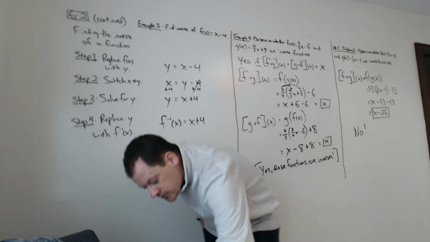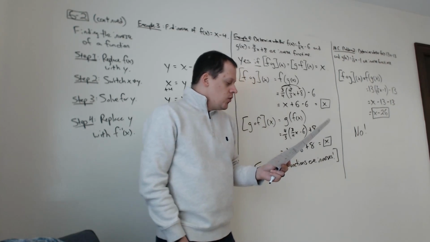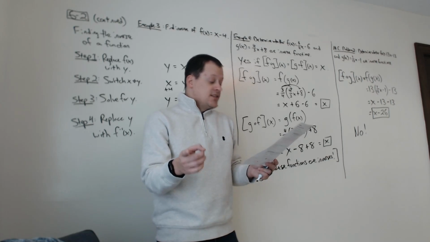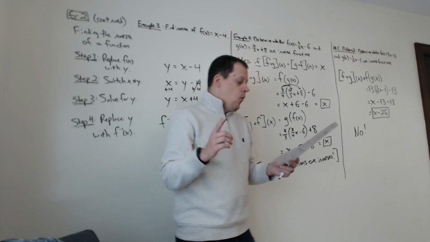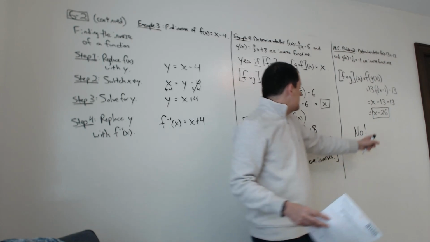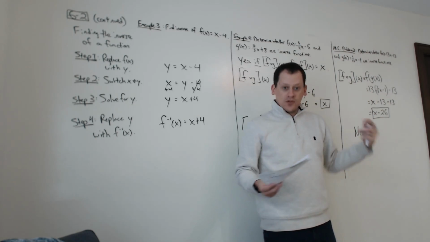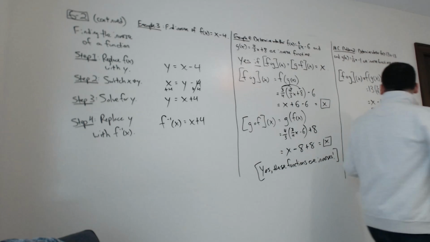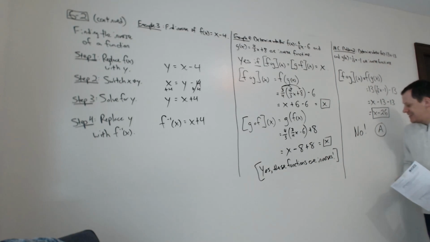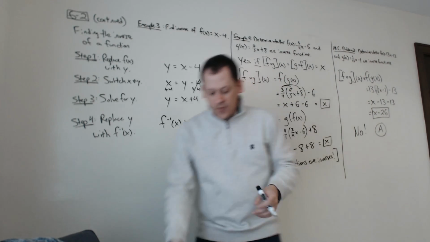And in the notes, the multiple choice, you know it has to be either A or B, because those are the ones that say they're not inverses. Why are they not inverses? Well, because f of g of x equals x minus 26. So the answer there is A. The answer is A. Okay?